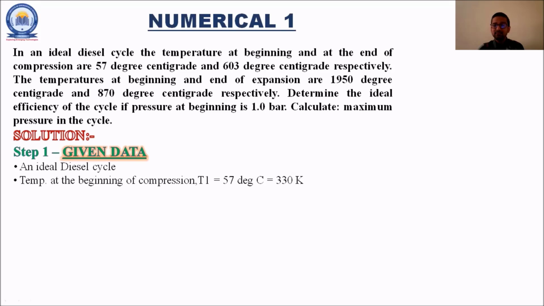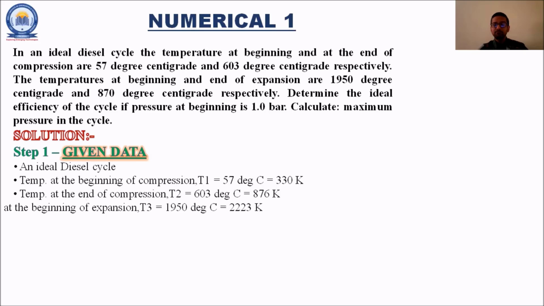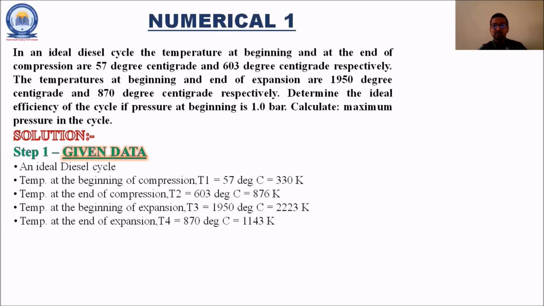The temperature of the air at the beginning of compression is given, that is T1 is 57 degrees Celsius. Converting this temperature into Kelvin. Then we are given the temperature at the end of compression, that is T2 is 603 degrees Celsius. Then we are given the temperature at the beginning of expansion. Remember friends, the expansion process starts at point 3. If you understand the PV diagram perfectly, I hope you are understanding the given data. So T3 is 1950 degrees Celsius. Similarly, the temperature at the end of expansion, that is T4, is 870 degrees Celsius, converting all the temperatures into Kelvin. Also, we are given the pressure at the beginning of compression, that is P1 is equal to 1 bar. So the bar is converted into Pascal.